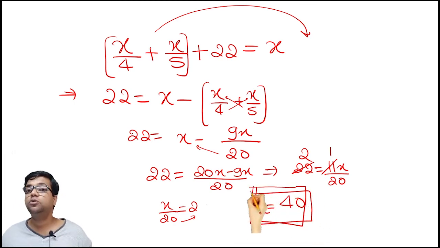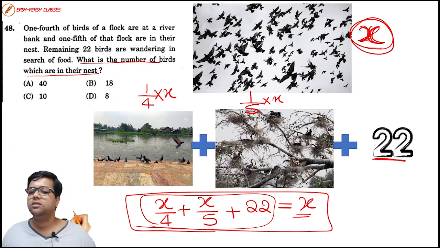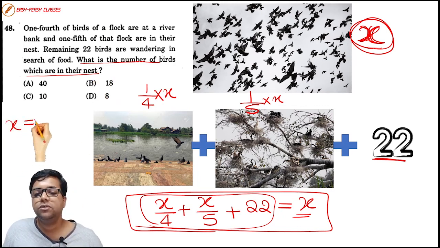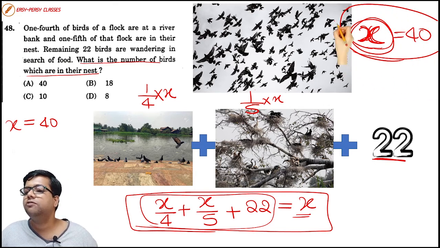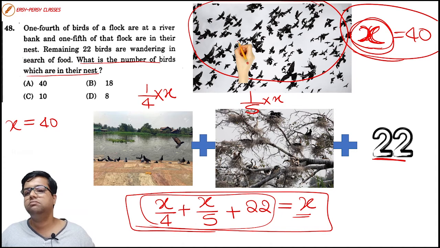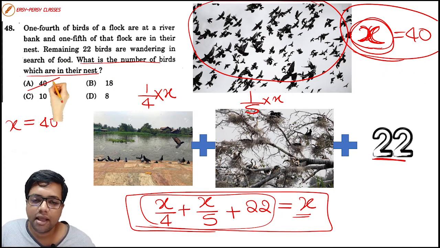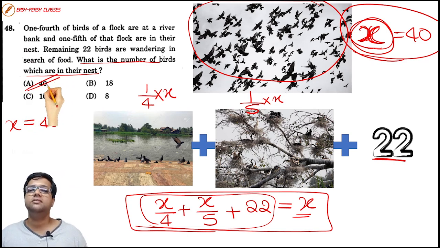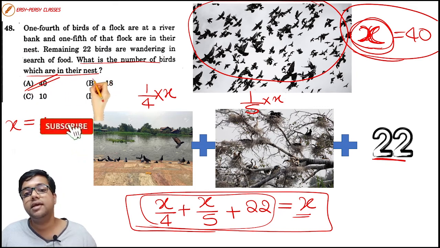40 means this is the total number of birds. What is the question asked here? What is the number of birds which are in their nest? X is equal to 40 means the total number of birds, whatever the number of birds were there, that is the count X means. Immediately what students will do, they will mark answer number A as the right answer, which is totally wrong. Why? Because we are not asked to find out the total number of birds. We are only asked to find the number of birds which are in their nest actually.